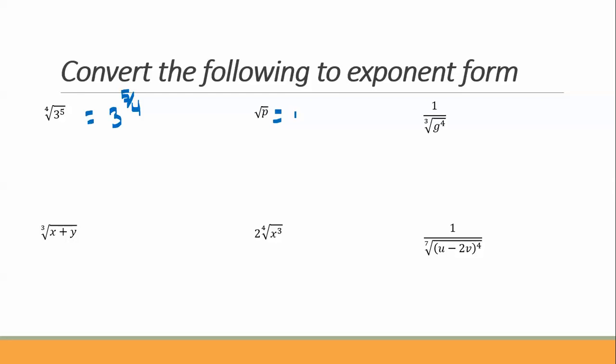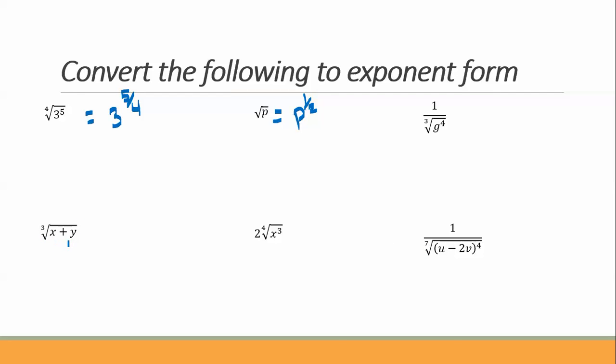The square root of p, we have p is the base, that's our radicand, and then the exponent on p is 1, and the index on this one, because there's no number, is 2. So the square root of p is equal to p to the 1/2. We'll do these two last.